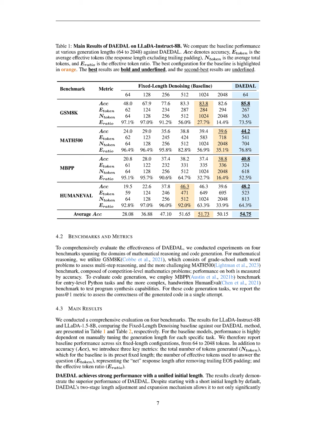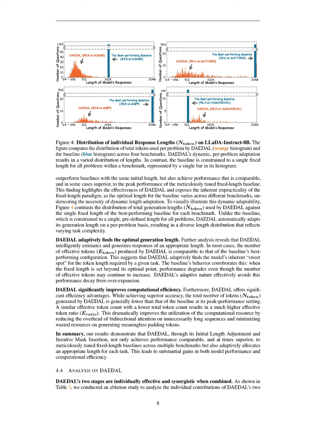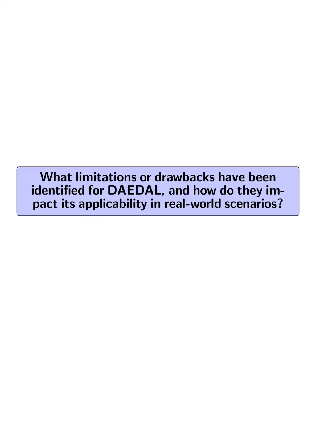The experiments compared DAEDAL against fixed-length denoising baselines, which required manual tuning of generation lengths across 6 configurations ranging from 64 to 2048 tokens. Key metrics included the total number of tokens generated, the number of effective tokens used to answer the question, and the effective token ratio, which reflects the efficiency of token usage. The results demonstrated that DAEDAL not only achieved strong performance, but also significantly improved computational efficiency compared to the fixed-length baselines. What limitations or drawbacks have been identified for DAEDAL, and how do they impact its applicability in real-world scenarios?